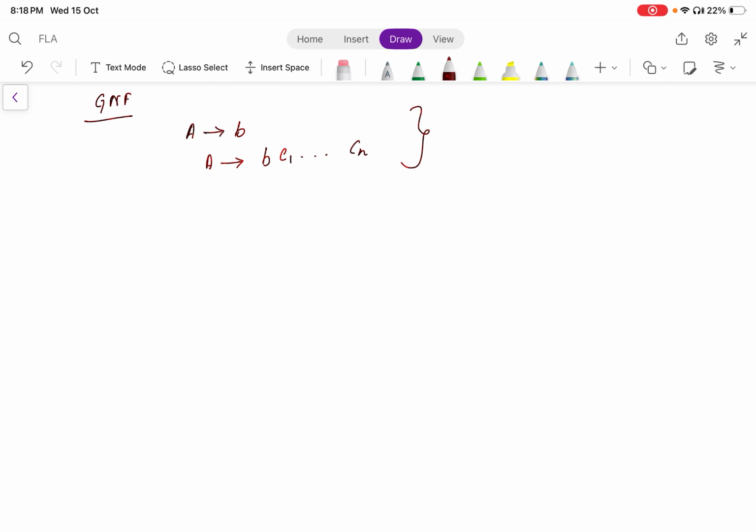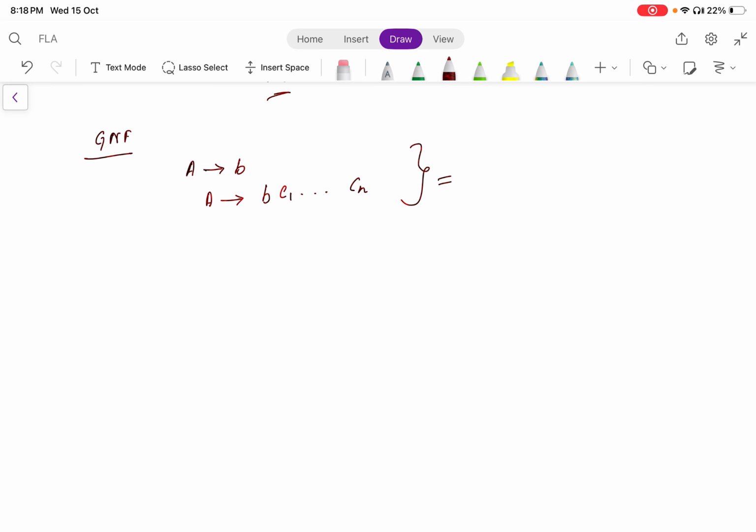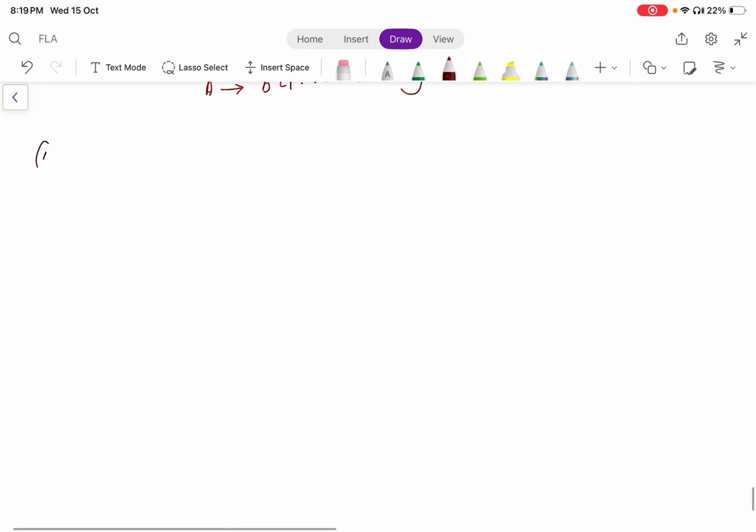First two steps are the same as the Chomsky normal form. You reduce the grammar by removing all the useless symbols and null symbols. After that, you bring those productions to this normal form. So let's see one example.